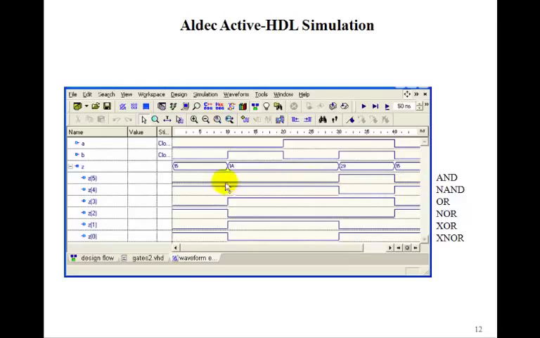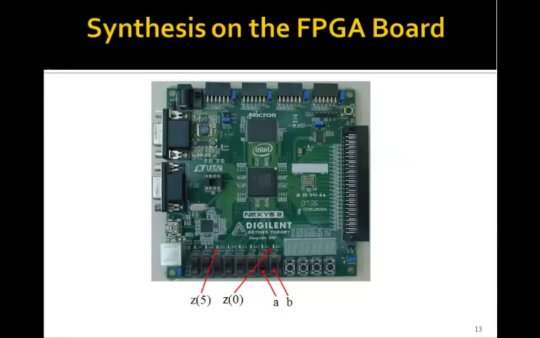NAND is just the opposite of AND. The OR gate, remember, is 0 only if both inputs are 0, 1 otherwise. NOR is just the opposite. And the exclusive OR was 1 if A is 1 and B is 0, or if B is 1 and A is 0. Otherwise it's 0, and the XNOR is just the opposite. So the simulation works. So we're then ready to synthesize it.